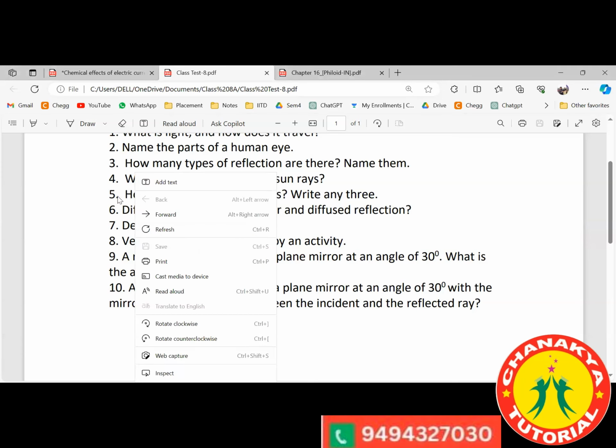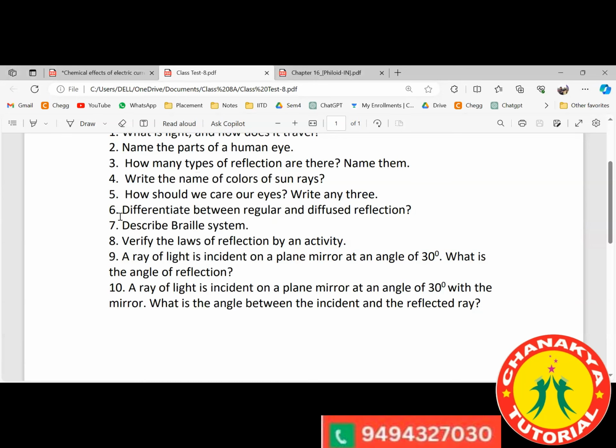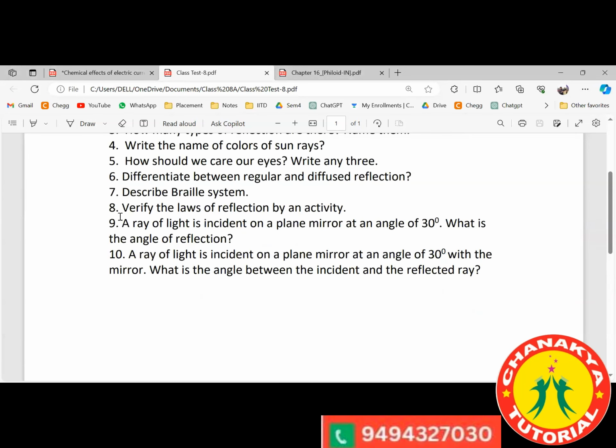Okay, next question. How should you take care of your eyes? I think you all know this answer. Differentiate between regular and diffuse reflection. Tell me.